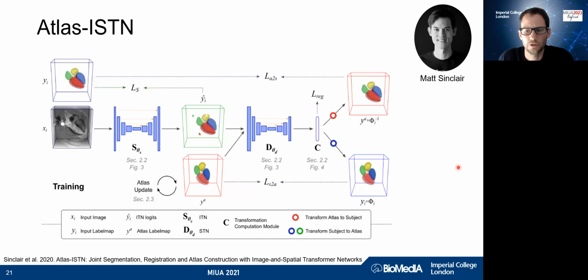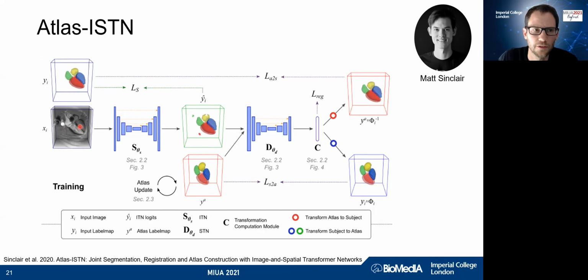Now I want to talk about a more explicit way of putting anatomical constraints. This is very recent work with Matt Sinclair from HeartFlow and others, where we looked at a method which we called Atlas ISTN. ISTN stands for Image and Spatial Transformer Networks, where we want to very explicitly put anatomical constraints. We want to make sure that the segmentations we get out, again here on cardiac, but this time cardiac CT data, are anatomically plausible.